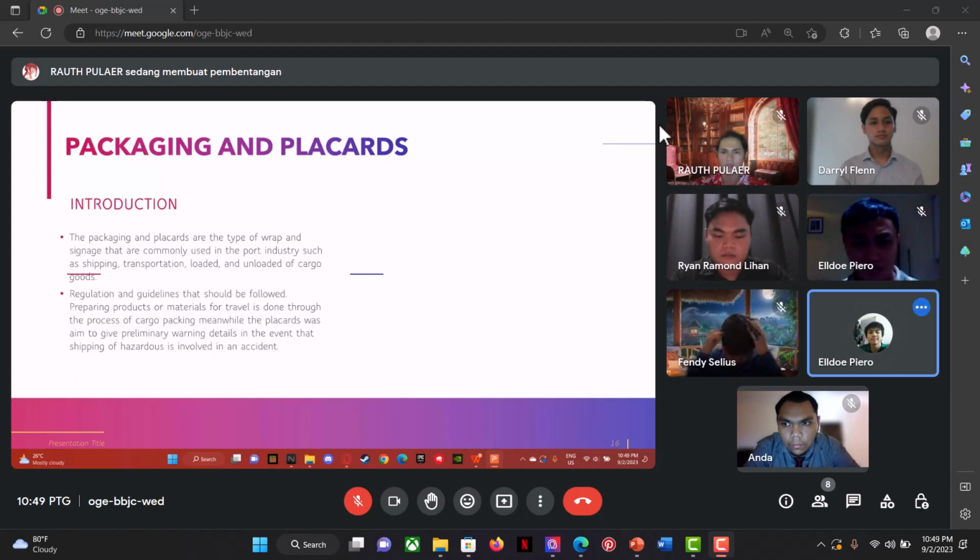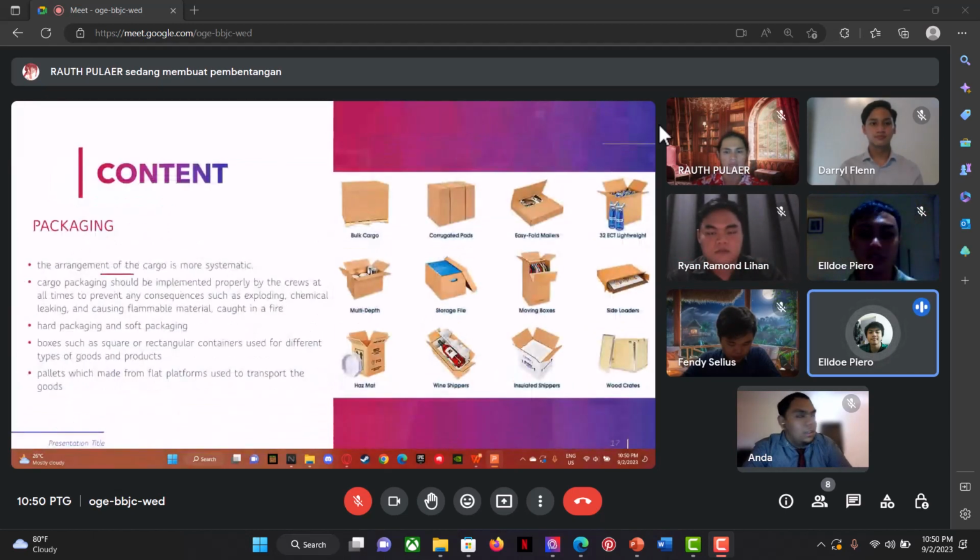So, for this packaging and placards, the regulation and guideline should be followed by the crews in the ship. Products or materials for travel are also handled through the process of cargo packing. Meanwhile, the placards are aimed to give preliminary warning details in the event that shipping of others is involved in an accident. I will first introduce more details about the packaging.